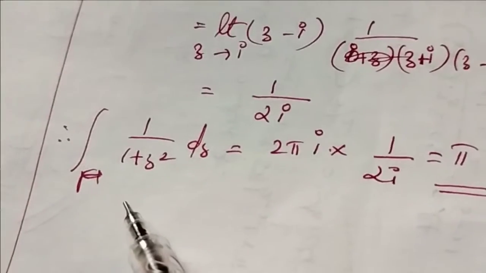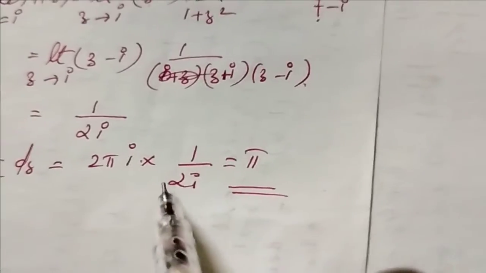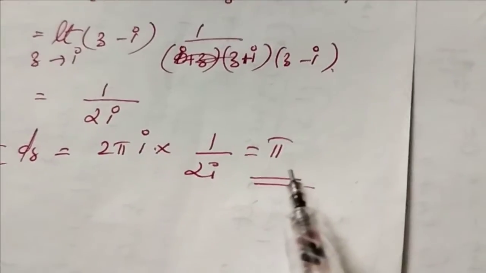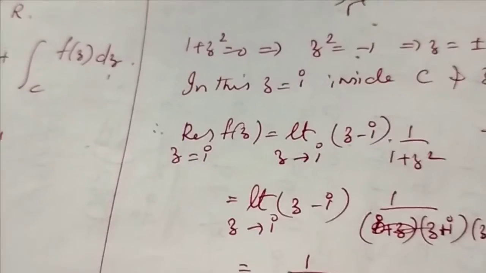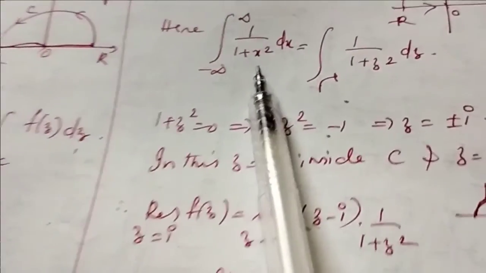So what is this integral? The integral over gamma is 2 pi i into the sum of the residues, by the residue theorem. Since there is only one residue, 1 by 2i, it is pi. Okay. That means the integral from minus infinity to infinity of 1 by 1 plus x square dx is pi.